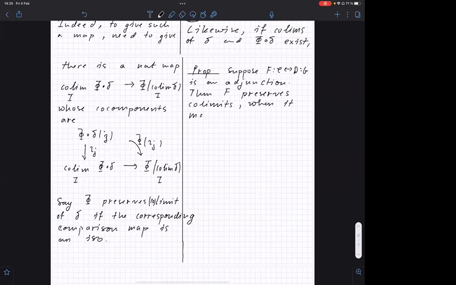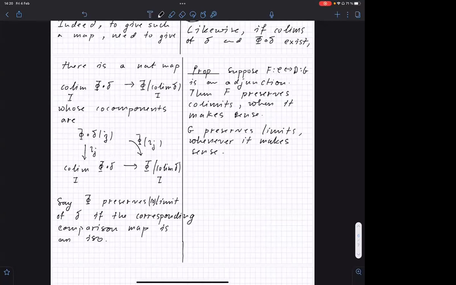So the diagram has to have a colimit, and the composite diagram also has to have a colimit in order for there to be a comparison. And G preserves limits whenever that makes sense. So we'll check this in the seminar.